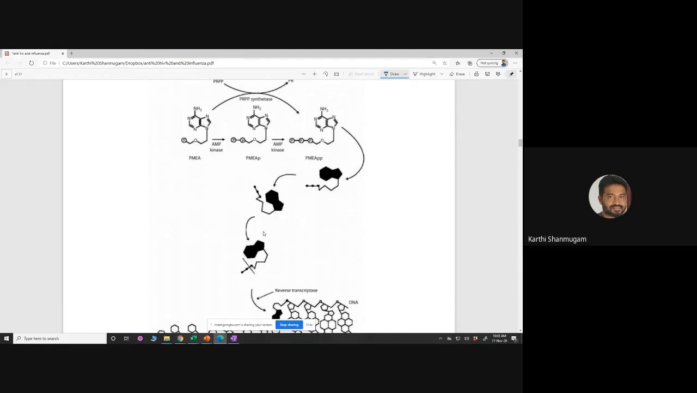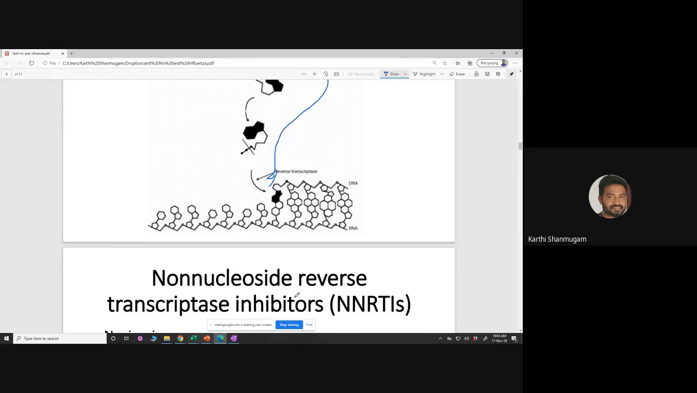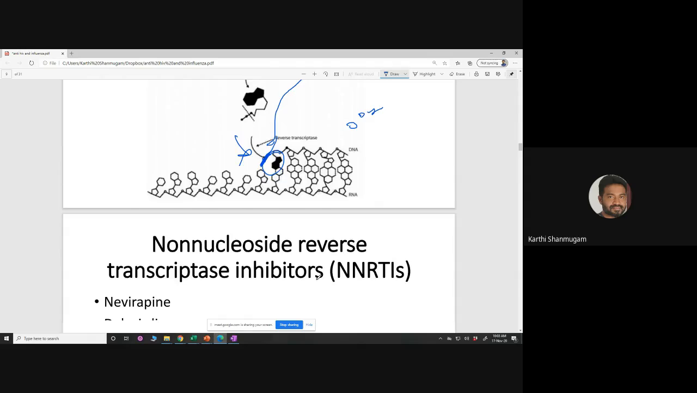So that is the molecular mechanism. Initially the monophosphate is converted into diphosphate, then into the triphosphate form of the drug molecule, which goes and incorporates into the DNA. Here the termination takes place. The next nucleotide cannot come and attach because this lacks the 3' OH group. That is a common mechanism for all the drug molecules I discussed so far.